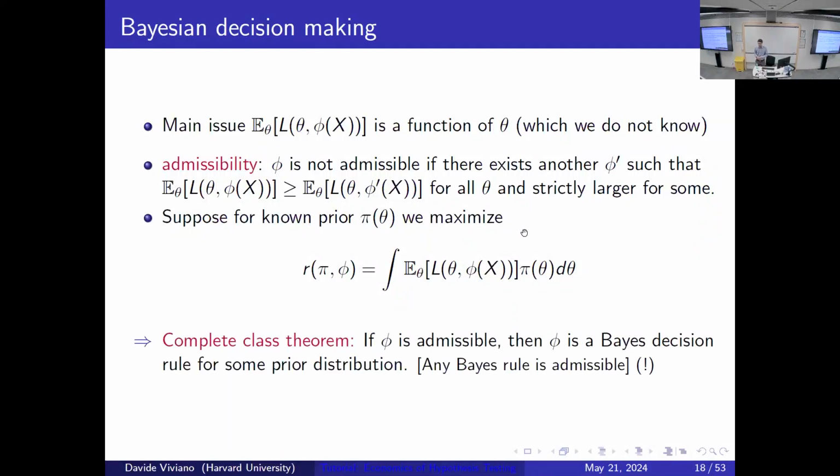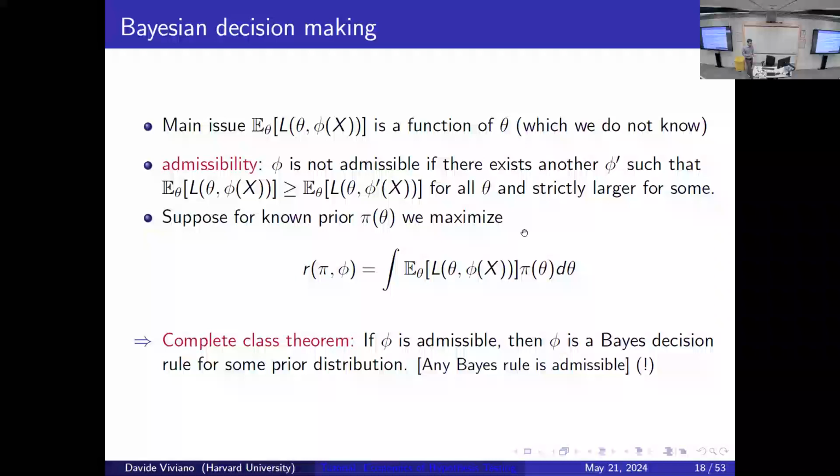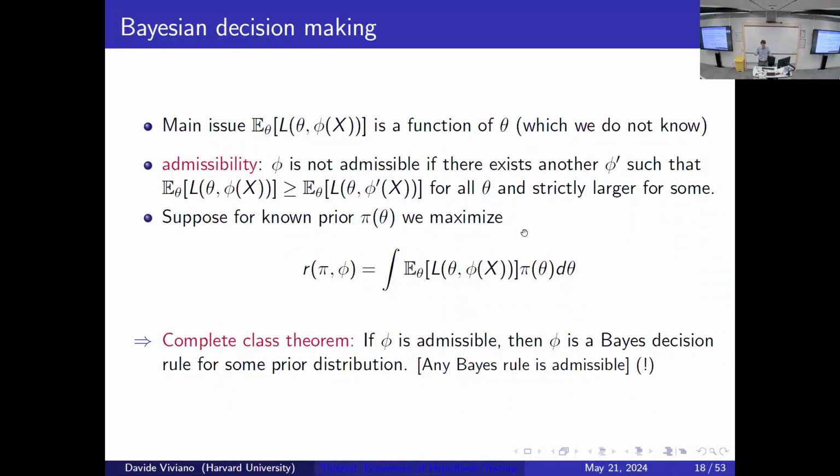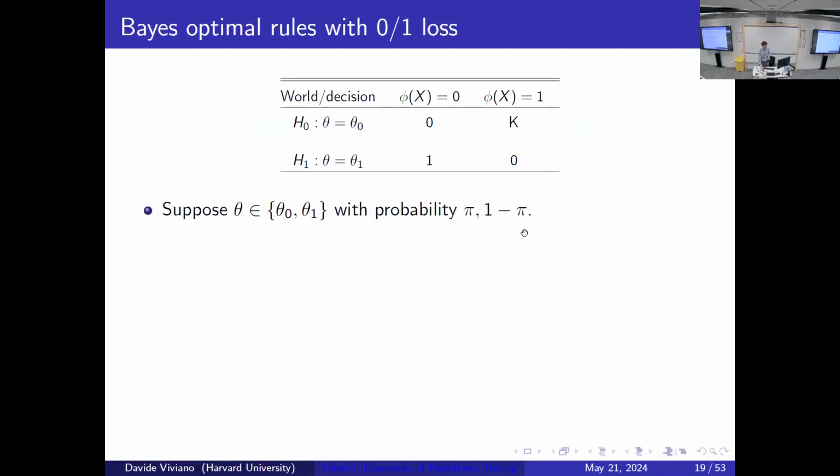Well, because we know that if phi is going to be an admissible decision rule, then there's going to be a prior which motivates it. And this is the complete loss here. So one simple motivation to just be Bayesian is that if we think that we want an admissible decision rule, then we can always find a prior.